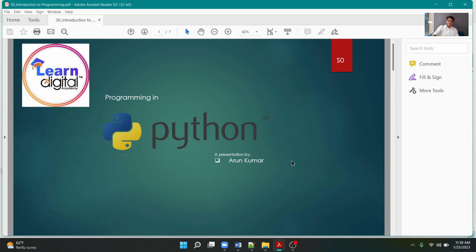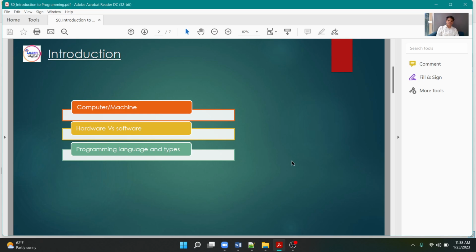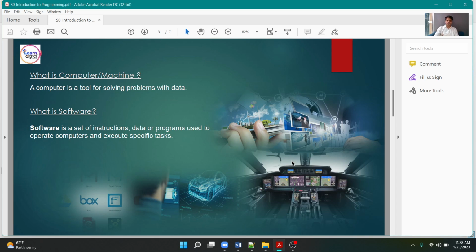So let's begin. Before we could start learning about this programming in Python language, I think we should know what the basic terminologies are, which are quite often used in this context of programming, Python, software development, etc. And I am pretty sure that you all would have heard of these terminologies: what is computer, what is machine, what is software. Although it is very easy, but let's discuss it once so that our context is set.